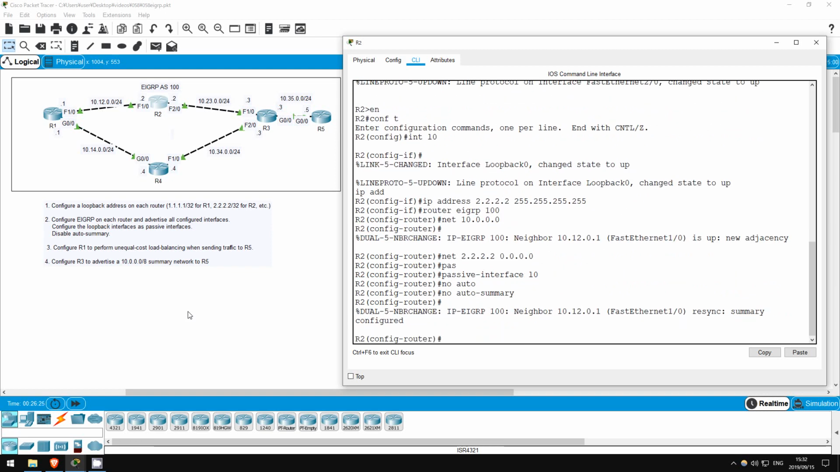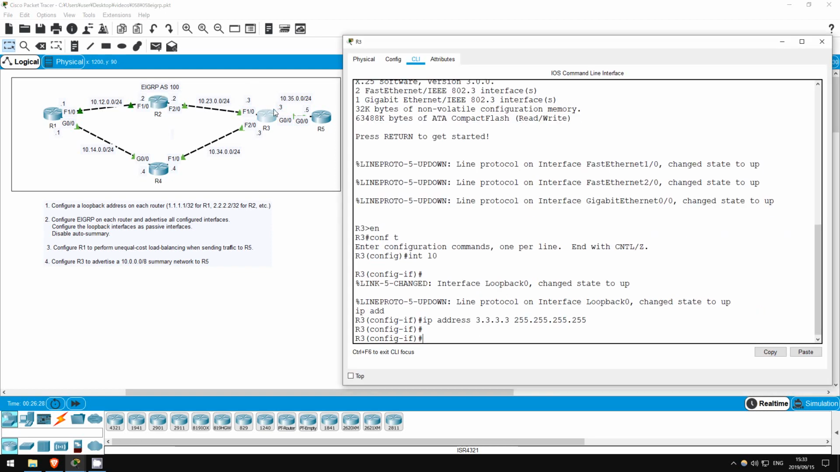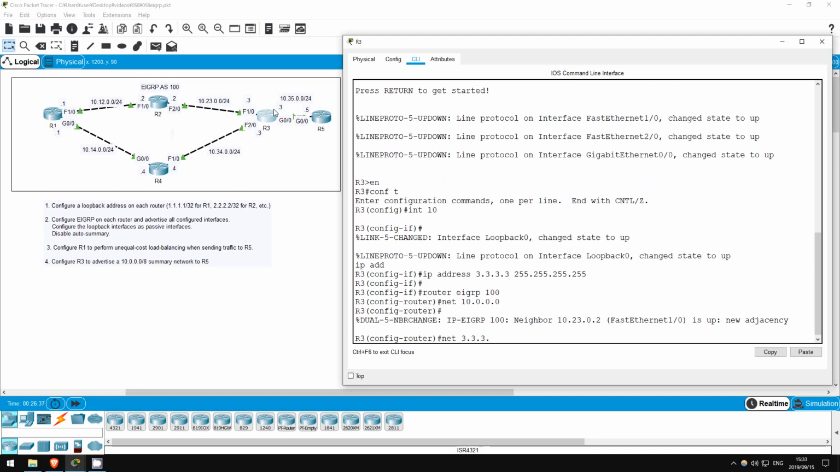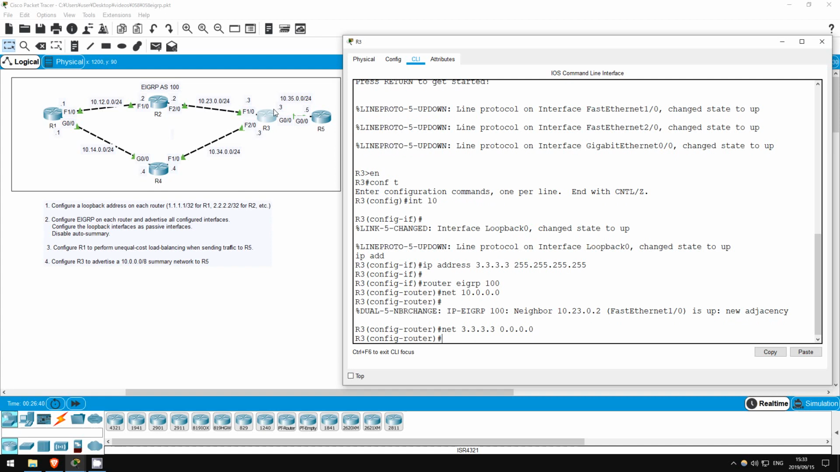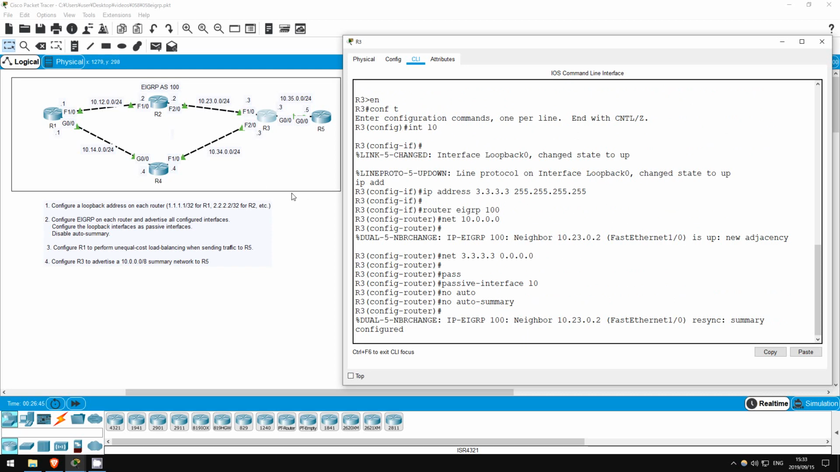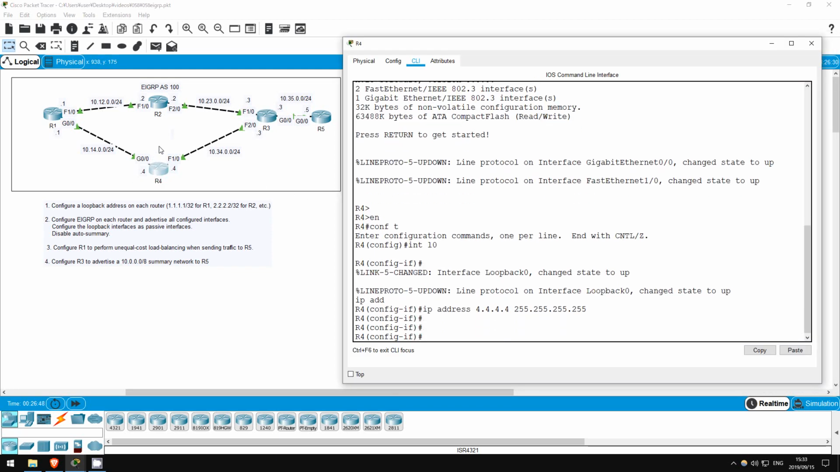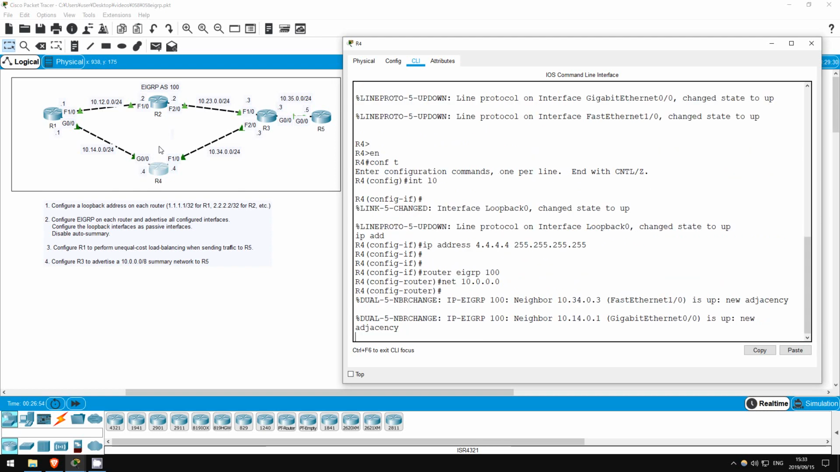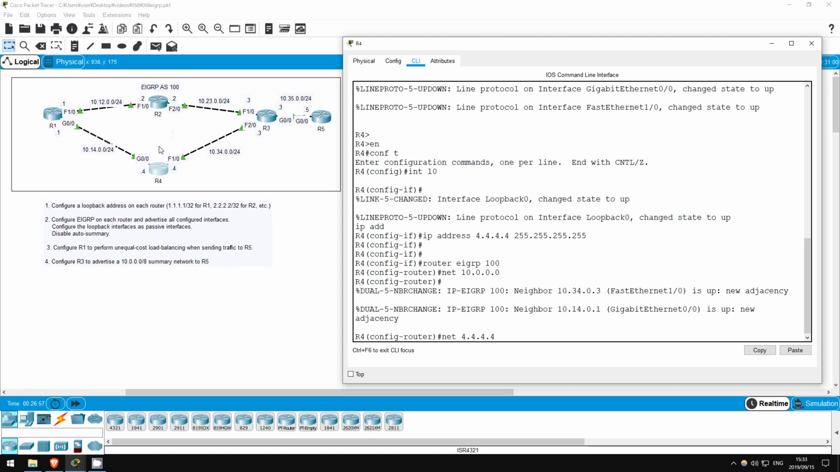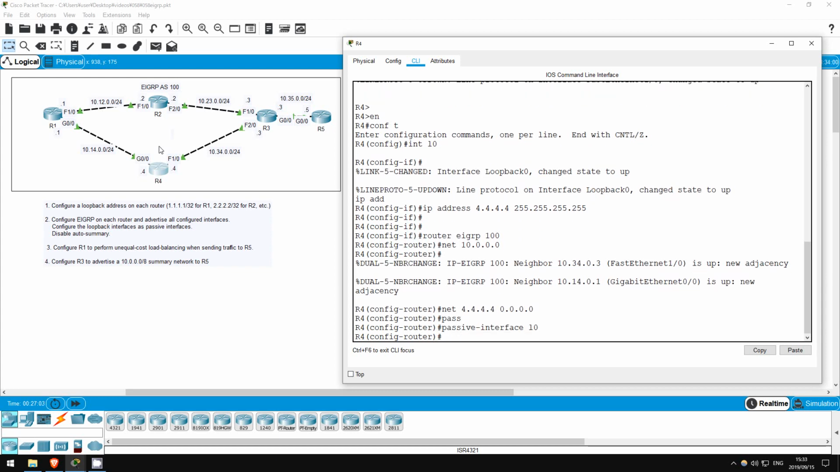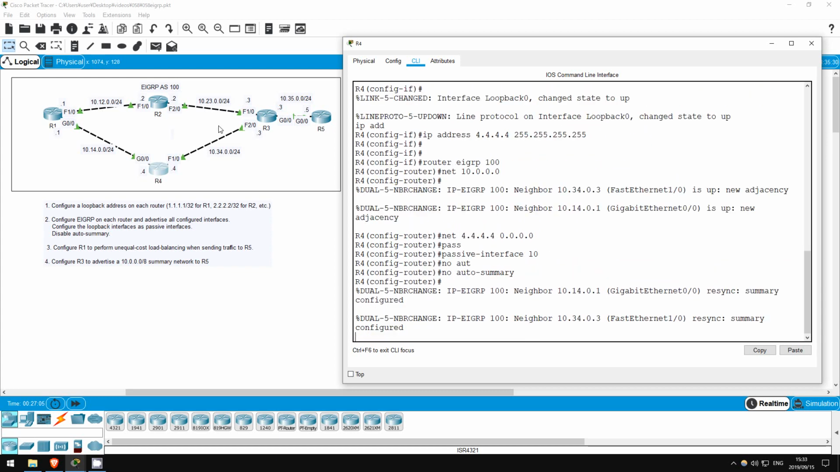Okay, next let's go on R3. Router EIGRP 100. Network 10.0.0.0. Network 3.3.3.3, 0.0.0.0. Passive interface L0. No auto summary. Next, R4. Router EIGRP 100. Network 10.0.0.0. Network 4.4.4.4, 0.0.0.0. Passive interface L0. No auto summary. Okay, finally, let's go to R5.